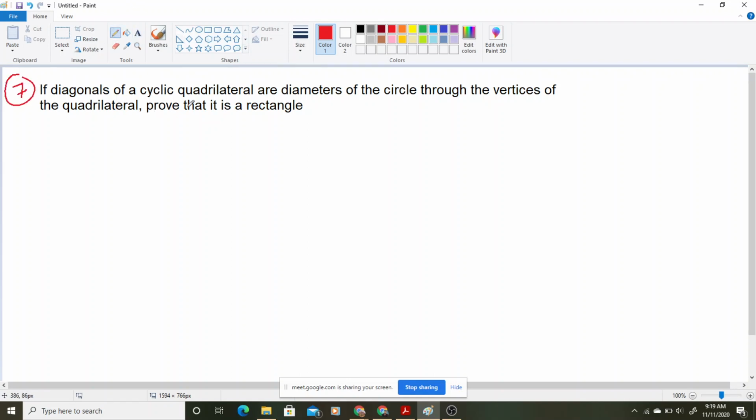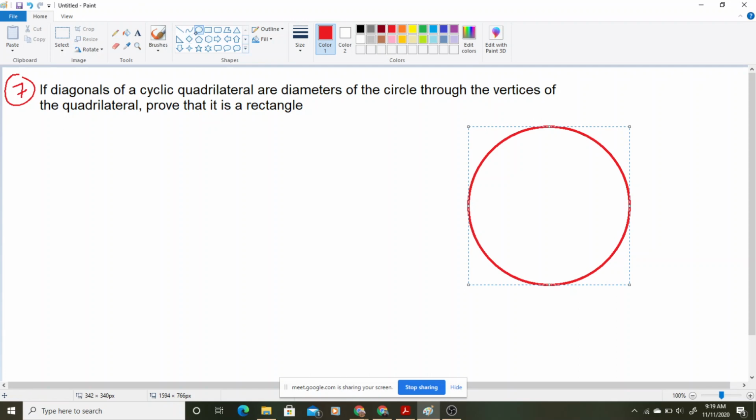If diagonals of a cyclic quadrilateral are diameter of the circle through the vertices of the quadrilateral, prove that it is a rectangle. So see, we are given with a quadrilateral inside a circle. एक circle के अंदर हमें एक quadrilateral दिया हुआ है, and we have to prove that this quadrilateral is what? It is a rectangle. ये जो क्वाड्रिलेटरल है ना, हमें प्रूव करना है कि ये एक रेक्टेंगल है.